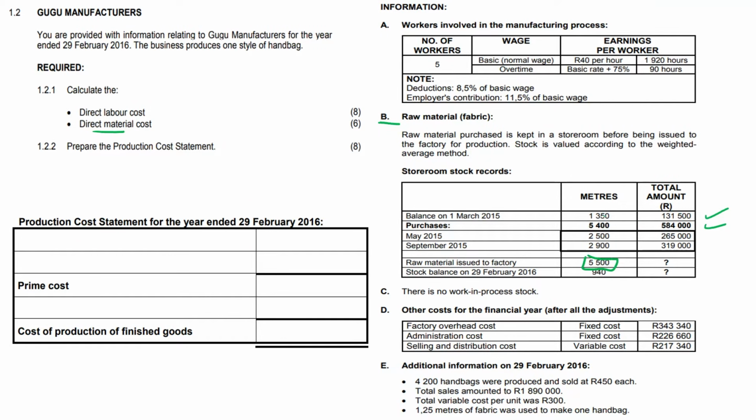For those of you that have already covered ordinary share capital at school, when you calculate that infamous, notorious average share price, you take the rand value of all your shares divided by the number of shares. So what your opening stock was, what you've repurchased, what you've additionally issued. It works quite similarly here.